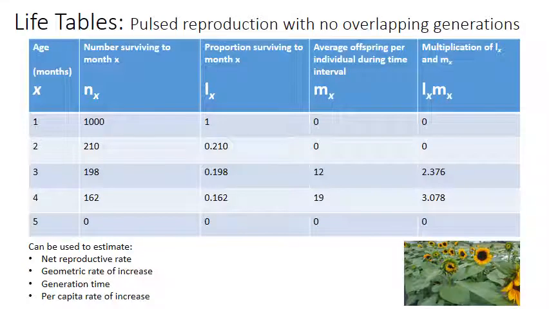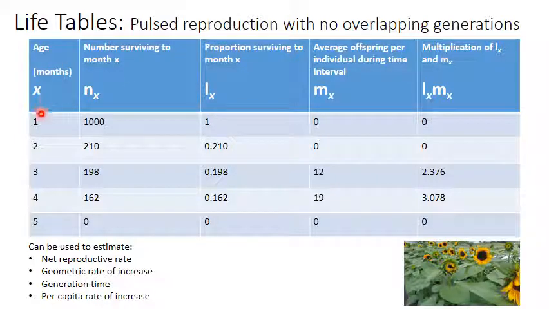So we saw in the previous slides how a life table can be used to construct a survivorship curve for a population. And if we expand life tables to incorporate fecundity data or reproduction data, then we can use the combination of those things to estimate several features of a population. So we can estimate net reproductive rate, geometric rate of increase, generation time, and per capita rate of increase. So this is what we're going to do for this example life table, which I've put together, which is for an annual plant or sunflowers in this case. So just to kind of explain the columns of the table, in the first column we have age in months in this case.